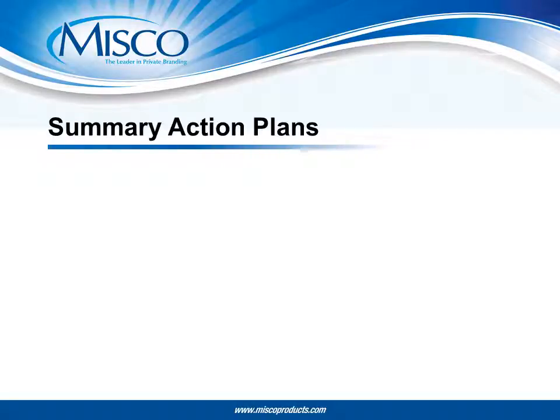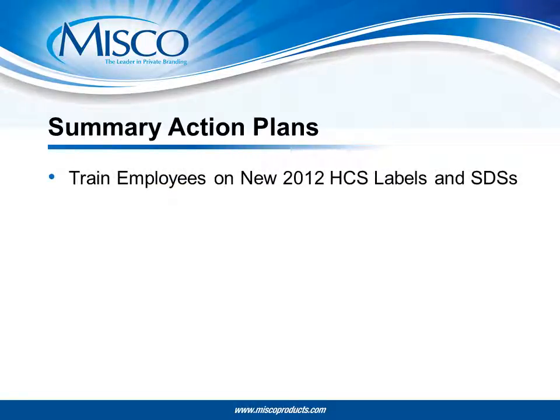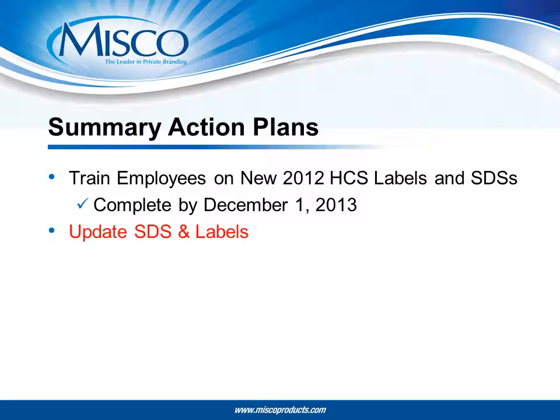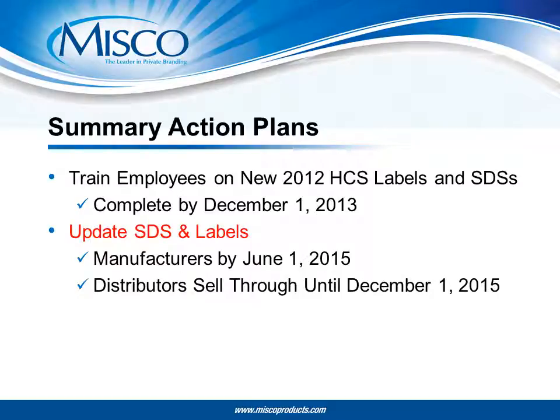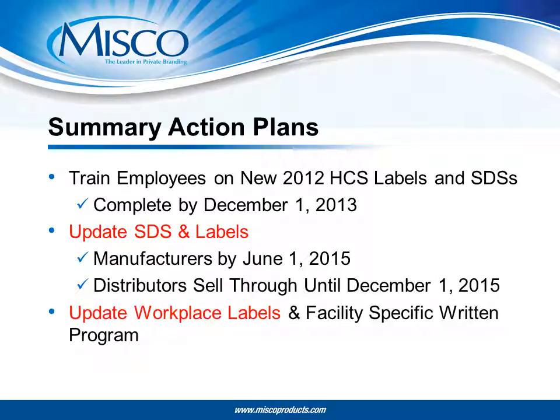Summary of action plans. What the employer must do. Train employees on new 2012 HCS labels and SDSs. These must be completed by December 1st, 2013. Update SDS and labels, where the manufacturer must have this done by June 1st, 2015. Distributors will sell through until December 1st, 2015. Update workplace labels and facility-specific written programs must be completed by June 1st, 2016.